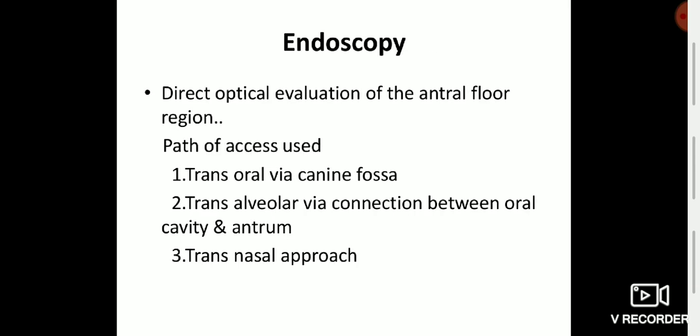Coming to the endoscopy, you have direct optical evaluation of the antral floor region. This is the advantage of the endoscopy. The paths of access used are: one is transoral via canine fossa. The advantage of choosing the canine fossa is that you have a very thin labial cortical plate above your canine. Then you have transalveolar, via the connection between the oral cavity and antrum. Another one is the transnasal approach.